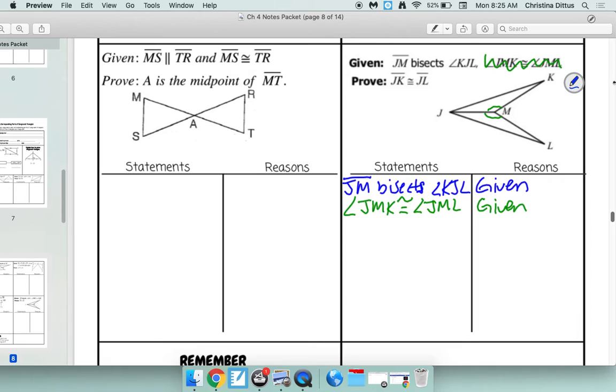What does it mean for JM to bisect angle KJL? It splits and makes two congruent angles. Since it's bisecting an angle, it has to make congruent angles. So how would I say this top angle? Angle KJM is congruent to, how do I say the bottom? LJM. And how do I know that? Def of bisects.